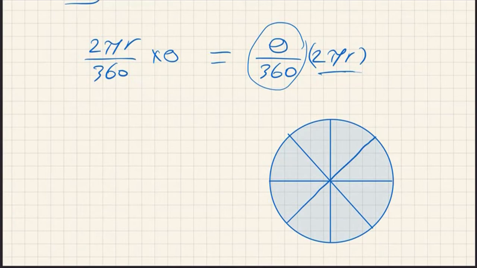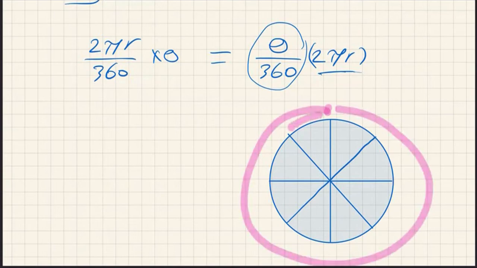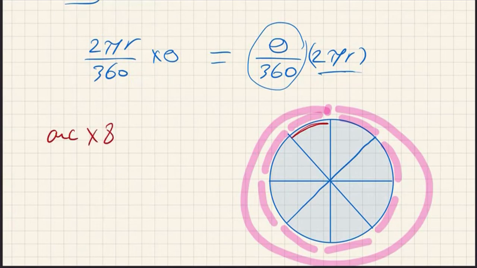If this is the circumference of the circle, this part equals this part equals that part, and so on. How many parts of the circumference do we have now? We have 8 equal parts, right? If I told you the length of this arc, and you multiplied it by 8, it would give me the complete circumference, right?